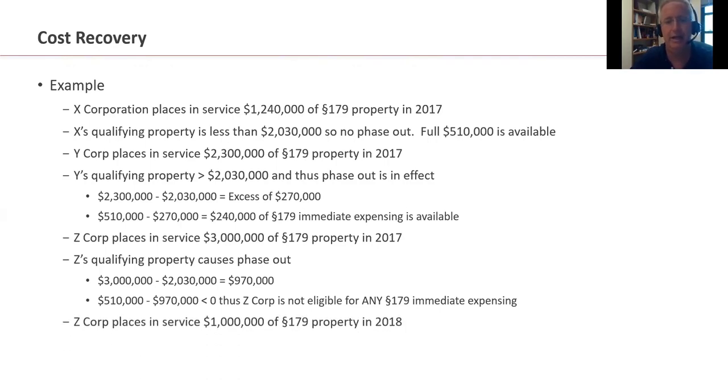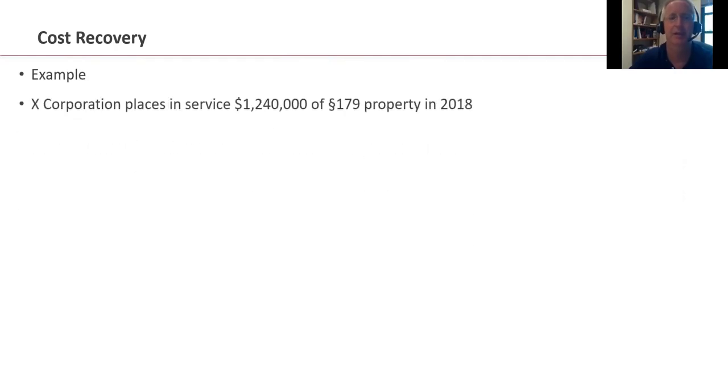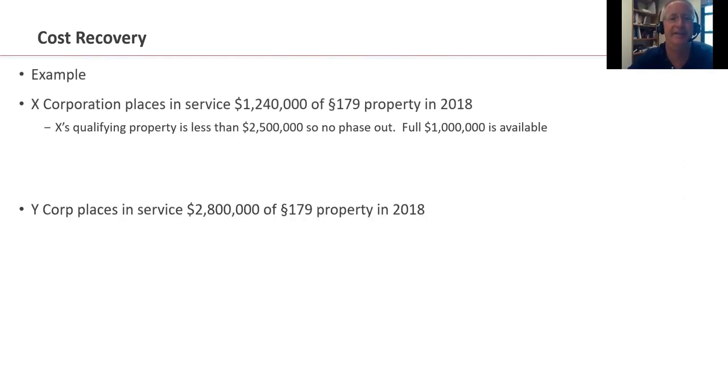All right, so let's do 2018. Z Corp places in service $1 million of 179 property in 2018. Are they eligible for immediate expensing? You bet, right? How much can they take? All of it. Did they go above $2.5 million? No, they can take all of it. Let's do some more examples. All right, X Corp places in service 1.2 million in 2018. X's qualifying property is less than 2.5 million. The full million is available.